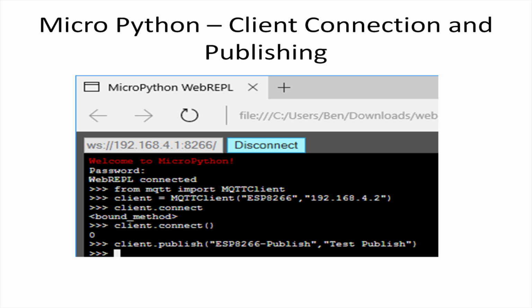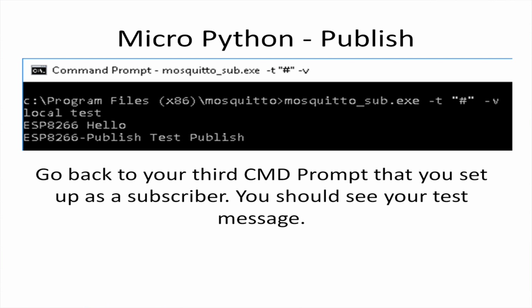Then we're going to call the client connect command. We'll run the client.publish command, with the first argument being the topic we want this message to belong to, and the second argument being the actual message. Returning to our third command prompt, we can see that the message that we published from our ESP device has appeared at the bottom of the list.